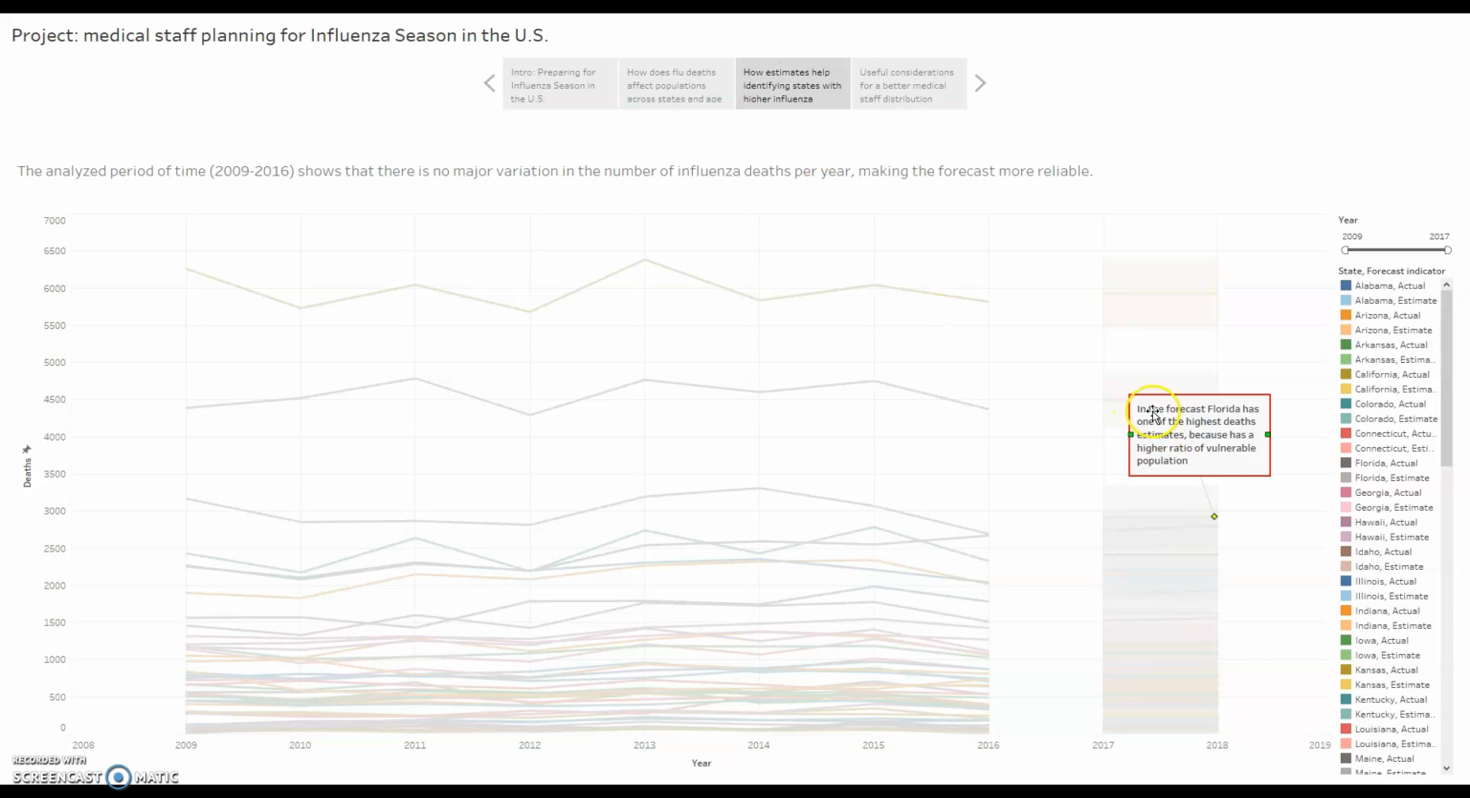To go a little bit further into details, if we look at the forecast for Florida, we can see that the estimate of influenza deaths is around 3,000 per year, one of the highest in the US.